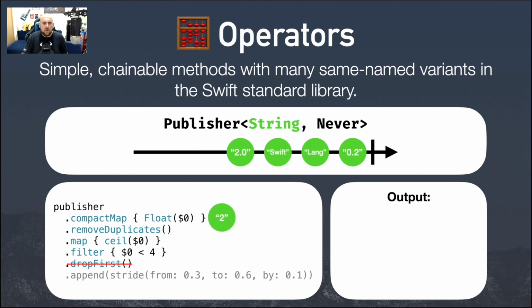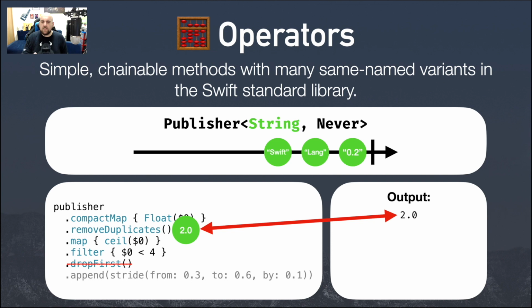Let's go for the second value. We try to cast 2. We can. Is it a duplicate? It's not. Nowhere to ceil it because it's already a whole number, and it's smaller than 4, so it goes straight to our output. Now we have another 2. Is it a duplicate of the previous value? In this case, yes it is. We just got a 2. There's no reason to have the same value twice, and removeDuplicates helps us get rid of that. So that value is just dropped and isn't moved to the output.